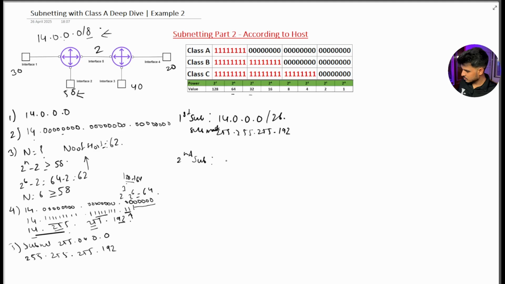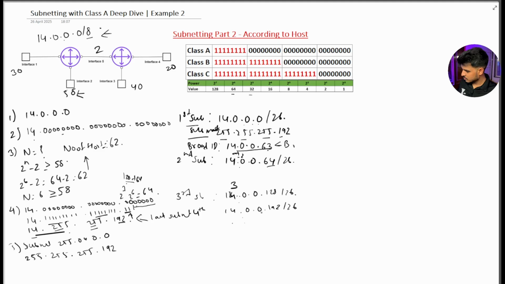So what will be our second subnet? It will be 14.0.0, and as our subnetting is being done in the 4th octet, we have to keep adding value in the 4th octet. So it will be 14.0.0.64/26, and similarly the third subnet will be 14.0.0.128/26. The fourth subnet will be 14.0.0.192/26.